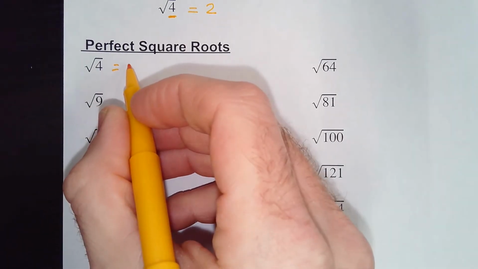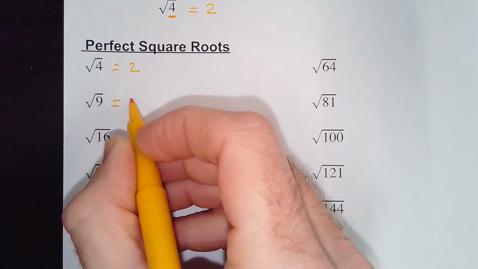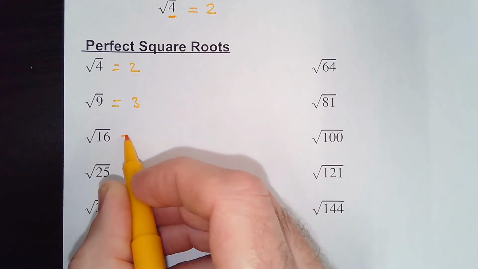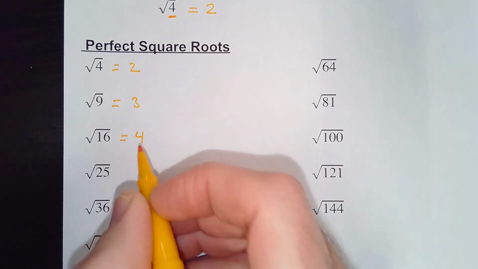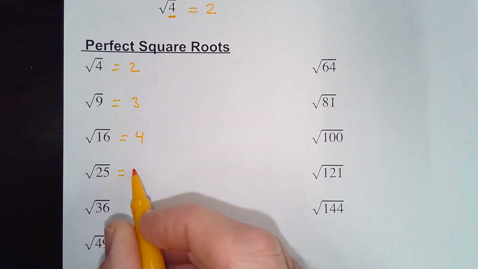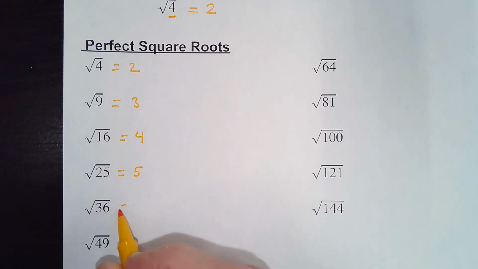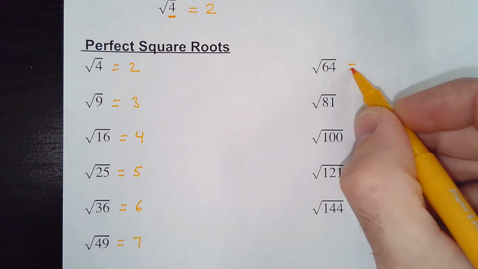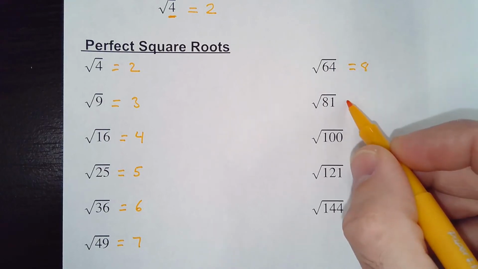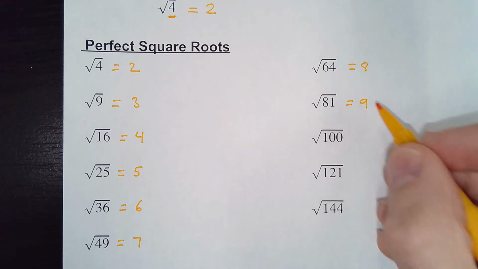So square root of 4 is 2. Square root of 9 is 3. Square root of 16 is 4. Square root of 25 is 5. Square root of 36 is 6. Square root of 49 is 7. Square root of 64 is 8. Square root of 81 is 9.